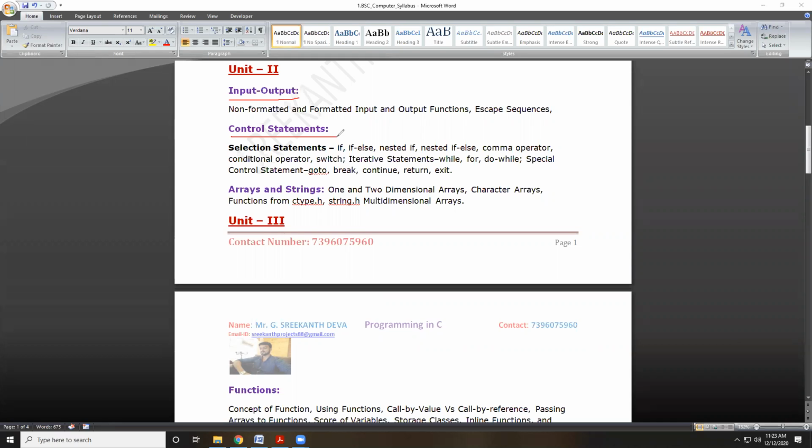We try to discuss in detail each topic with its syntax and different example programs, like if else and nested if else. These are all called conditional statements. Then some operators, comma operators, and so on. Coming to the selection statements, switch is a selection statement. We'll discuss what switch is, what the syntax of switch is, and we try to discuss in detail with several examples of the switch statement.